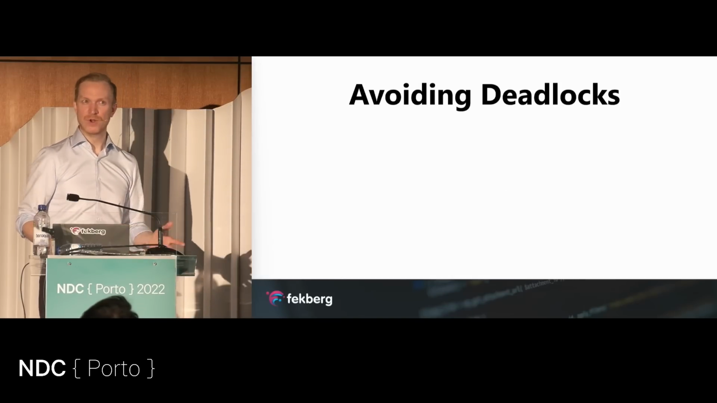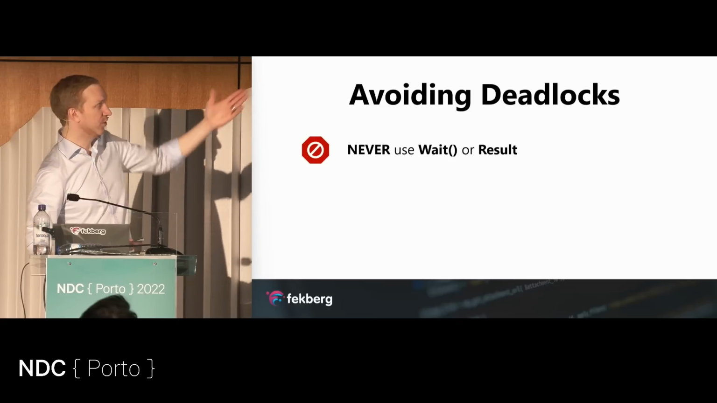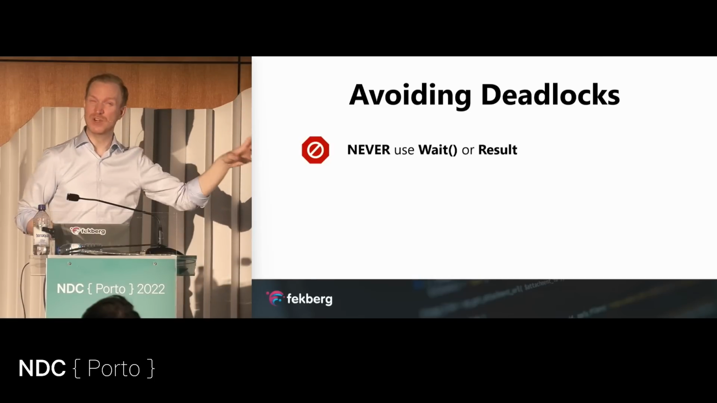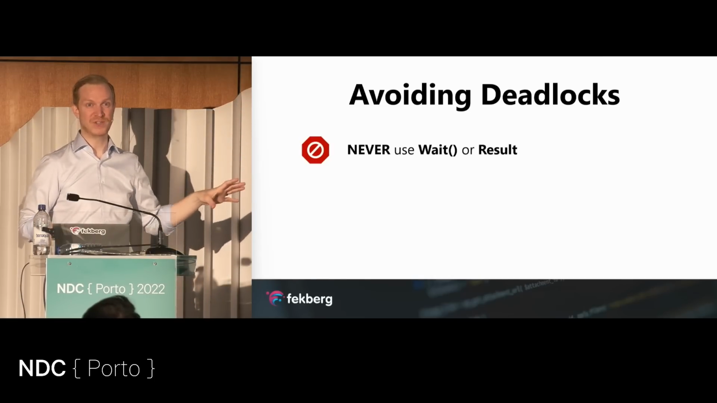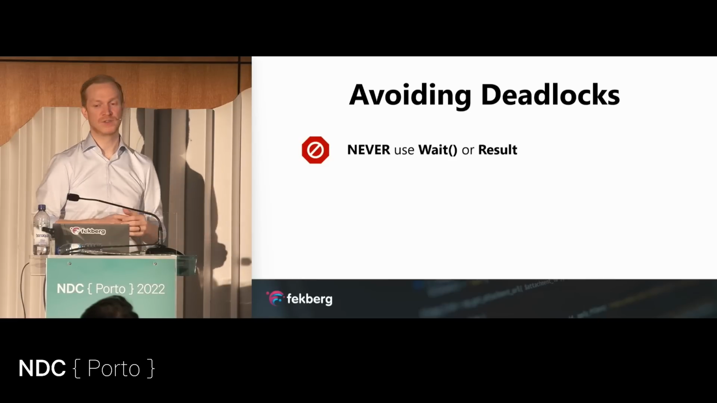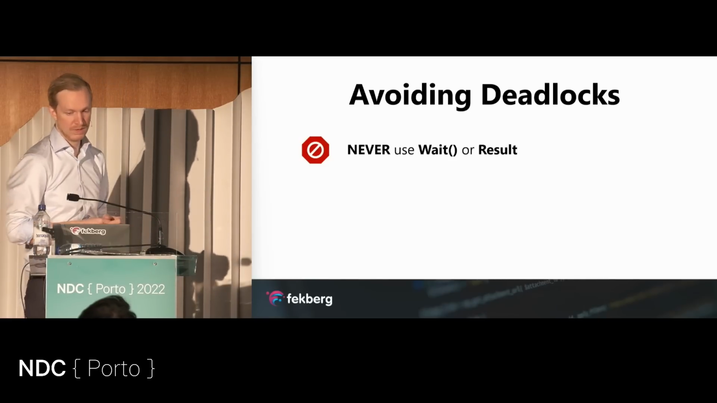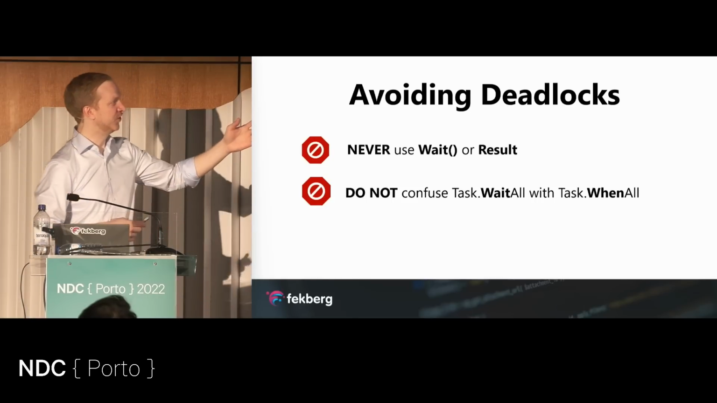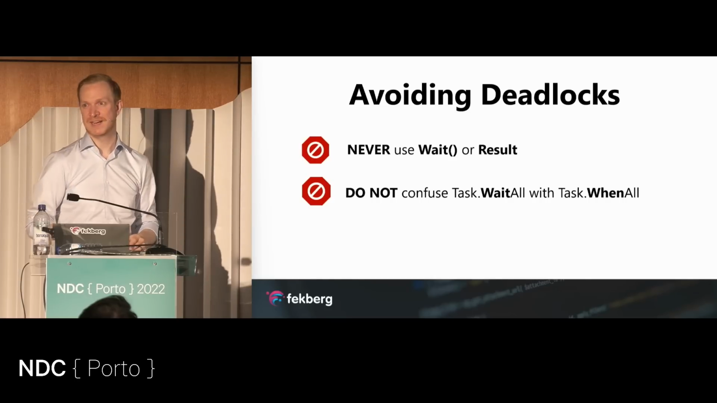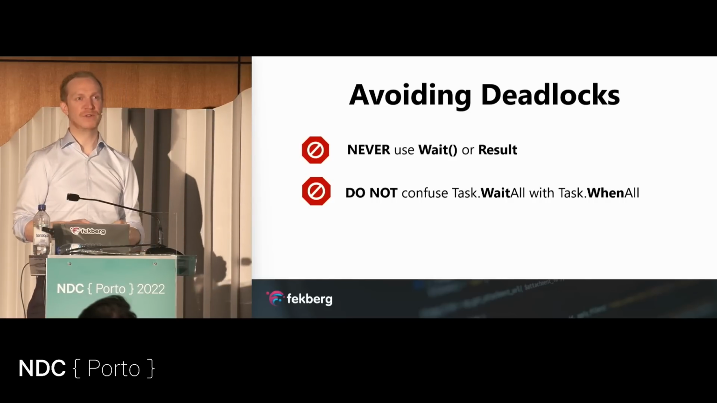So how do we avoid deadlocks? Well, obviously, we should never use Wait or Result. We can use Wait or Result if we know that we are inside the continuation, but only after the await keyword or inside a ContinueWith method. And you shouldn't confuse two very similarly named methods: Task.WaitAll and Task.WhenAll. Don't confuse these two methods.